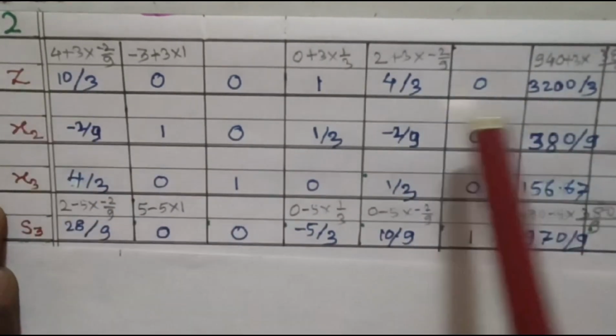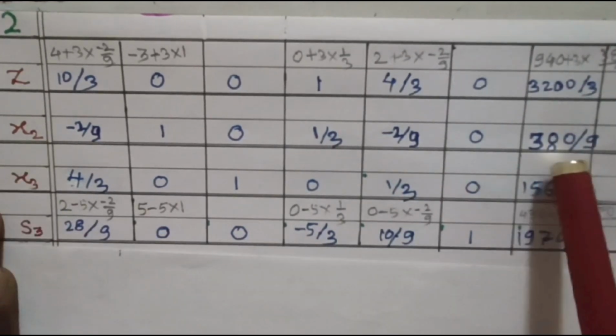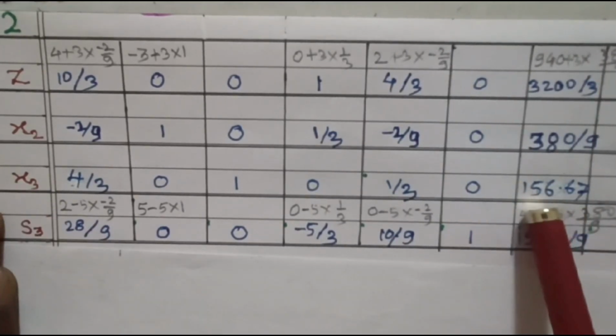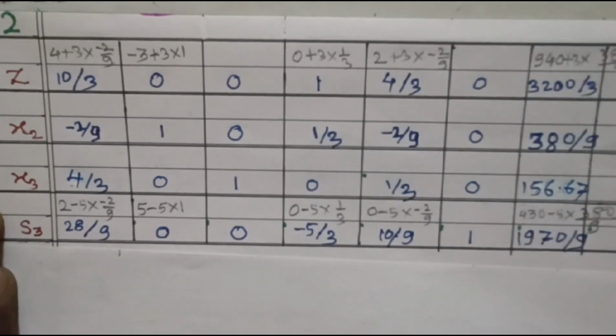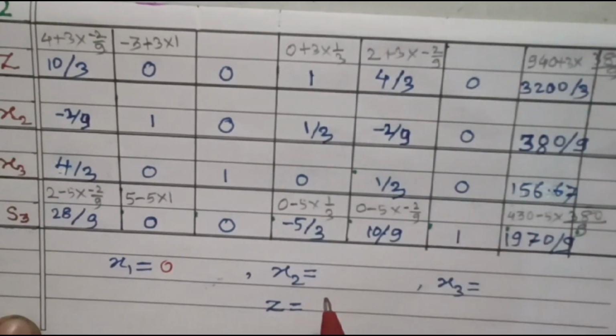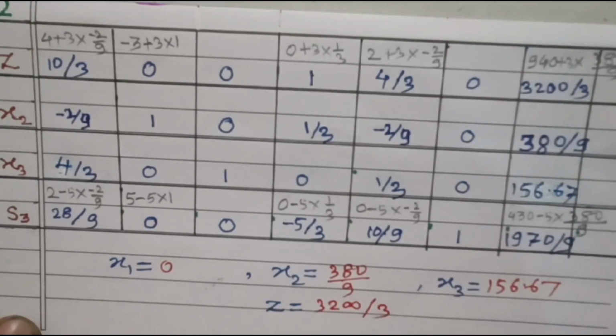The value of Z will be from this RHS column. Z is equal to 3200 divided by 3. The value of decision variable x2 will be 380 divided by 9. The value of decision variable x3 will be 156.67. Okay, in this way we can write the values of the decision variables and objective function as a result. X1 is not there, so x1 is equal to 0. X2 is equal to 380 divided by 9. X3 is equal to 156.67, and the objective function Z has the value 3200 divided by 3, and this is the final answer.